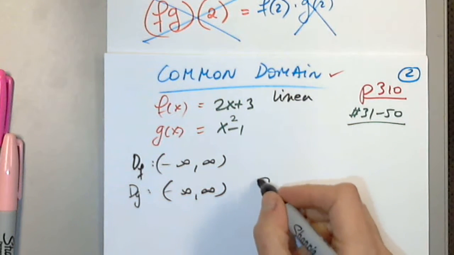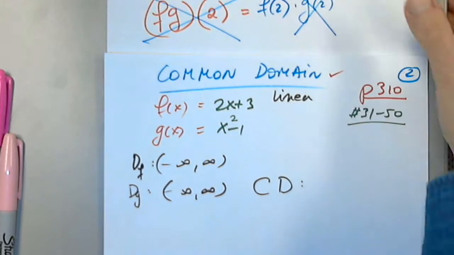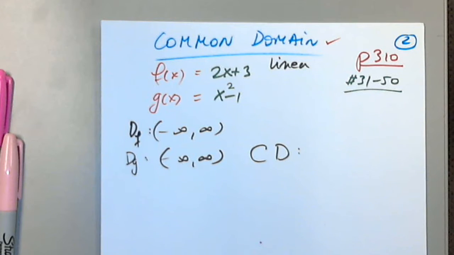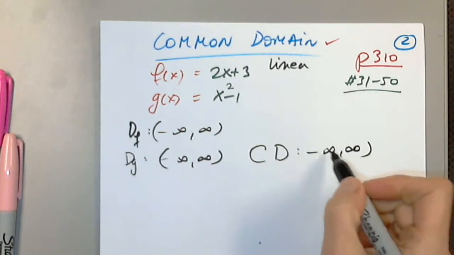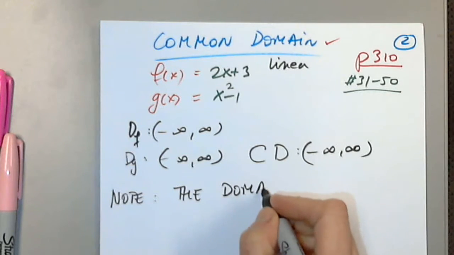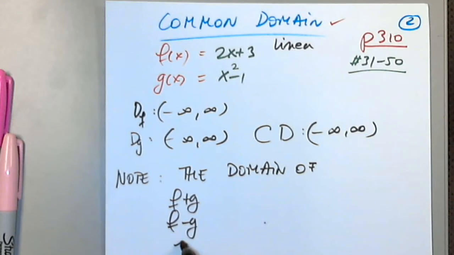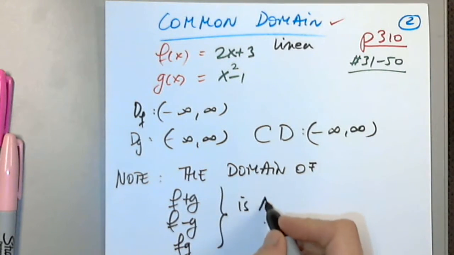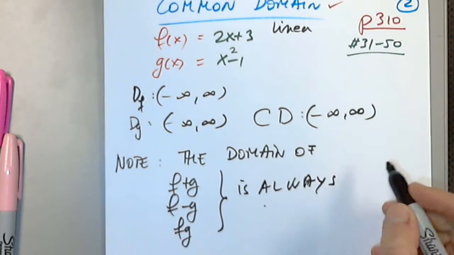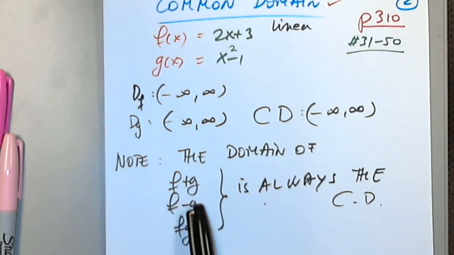Perfect. So now I'm going to ask you, what is the common domain of these two functions? Of course. Here's a note. The domain, I should say, of f plus g, f minus g, and fg is always the common domain. I don't have to come back and write it again.